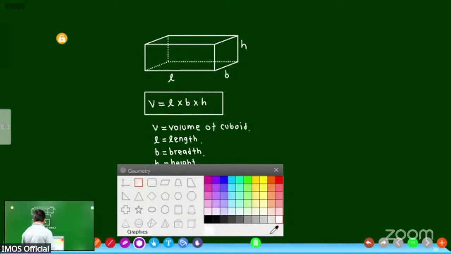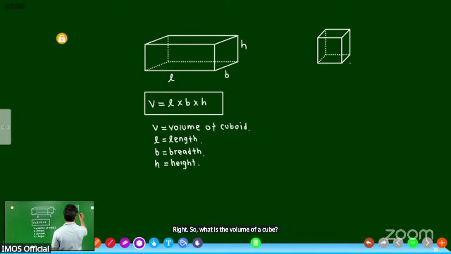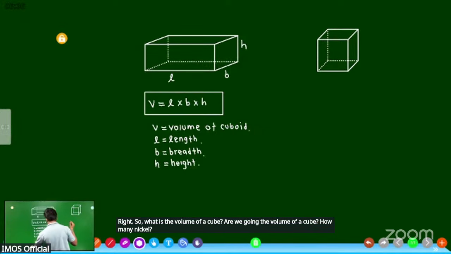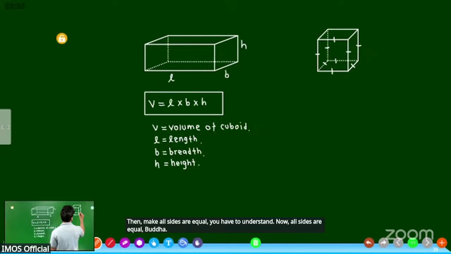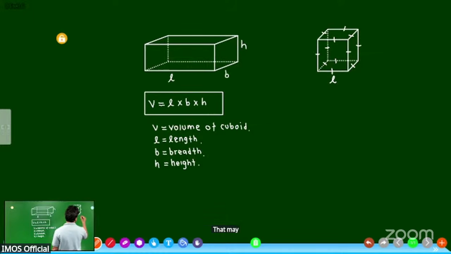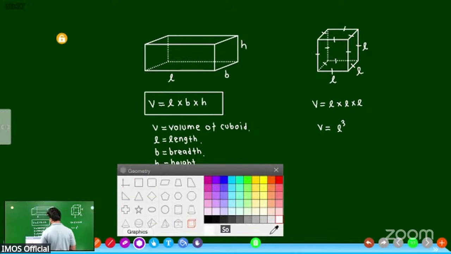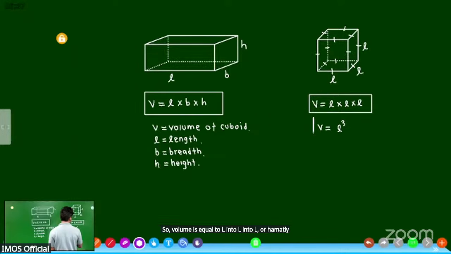Right. So what is the volume of a cube? අපි කොහොමද volume of a cube හම්බෙන්නේ කොහොමද? දැන් මේක all sides are equal. You have to understand. All sides are equal පුතා. දැන් මේකේ length එක L වෙනවා, breadth එකත් L වෙනවා, height එකත් L වෙනවා. L කියන්නේ length of a side. And a volume comes length into breadth into height. So volume is equal to L into L into L කියන්නේ L cube. ඔයාලට මෙහෙමත් ලියන්න පුළුවන්.